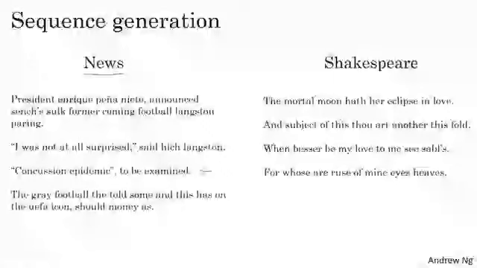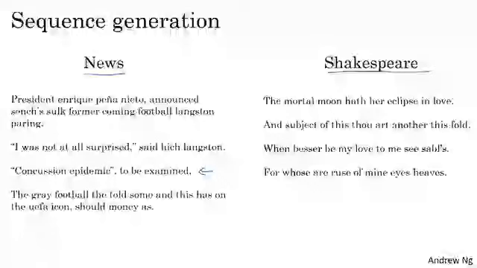And it was trained on Shakespearean text, and it generates stuff that sounds like Shakespeare could have written it. The mortal moon hath an eclipse in love, and subject of this thou art another this foe. When best to be my love, to me see salves, for whose are ruse of mine eyes heaves.